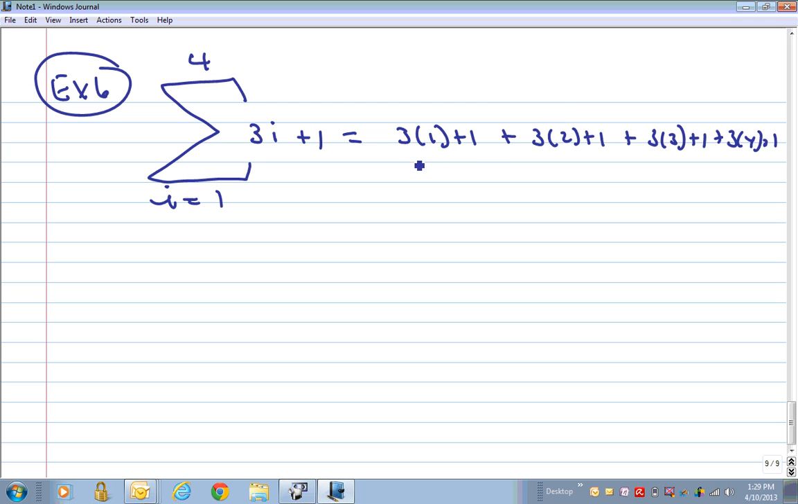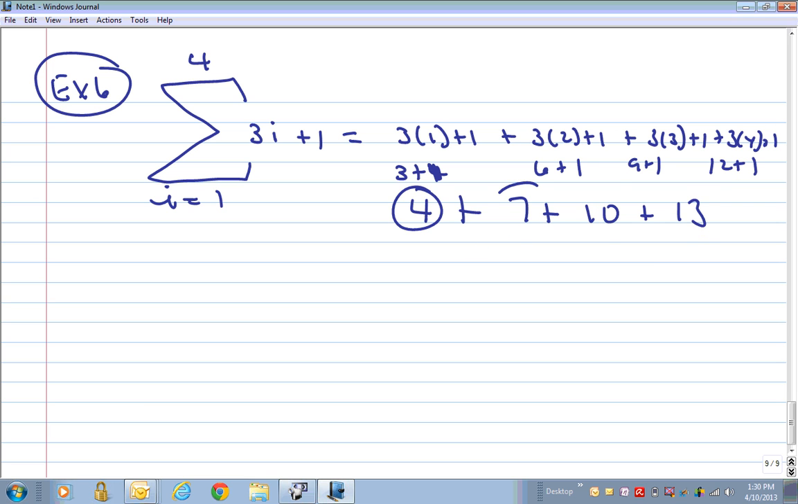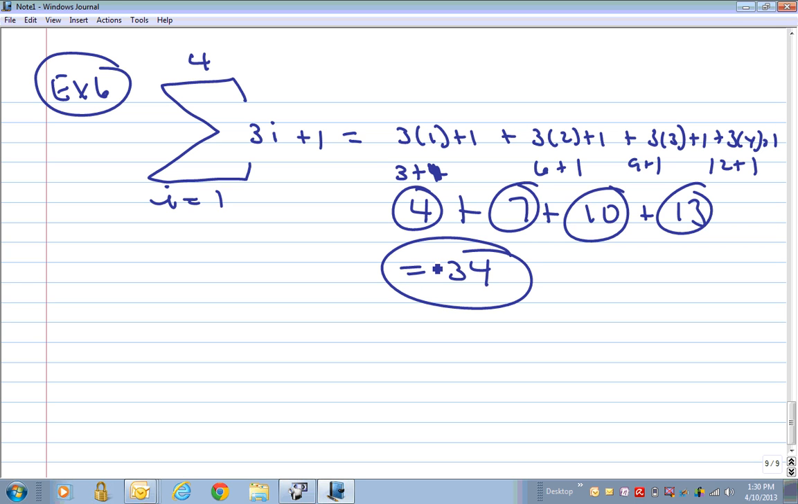Now, they do all have a common value, but you have to be really careful because you're adding something to the multiplication. So that would be 3 plus 1, which would be 4. We're going to add to that 3 times 2 would be 6 plus 1, which is 7. And then 3 times 3 is 9 plus 1, which would be 10. And 3 times 4 is 12 plus 1, which would be 13. So we'll add 4, 7, 10, and 13 together, and when we do, we get 34. And that's our summation notation.